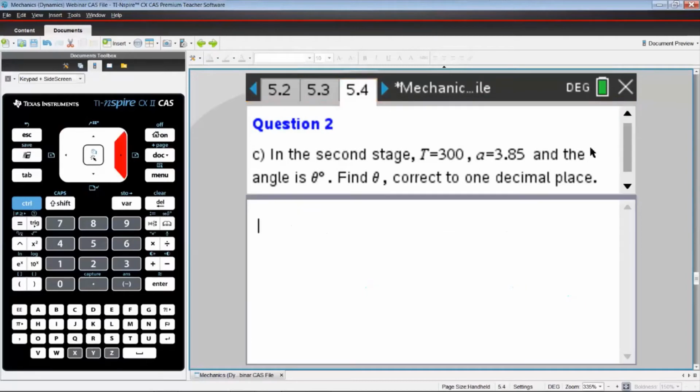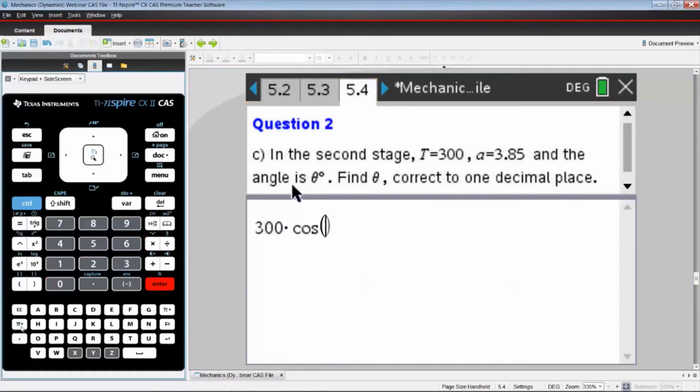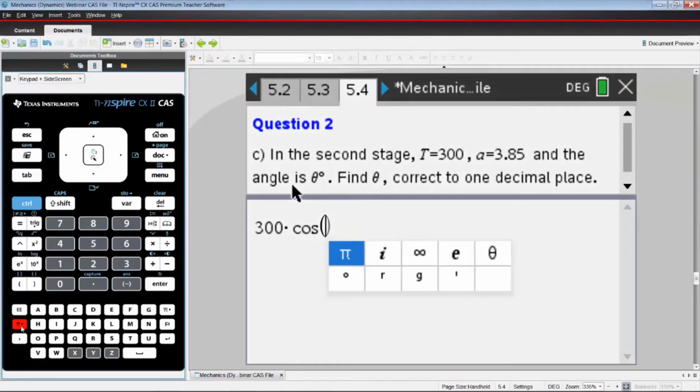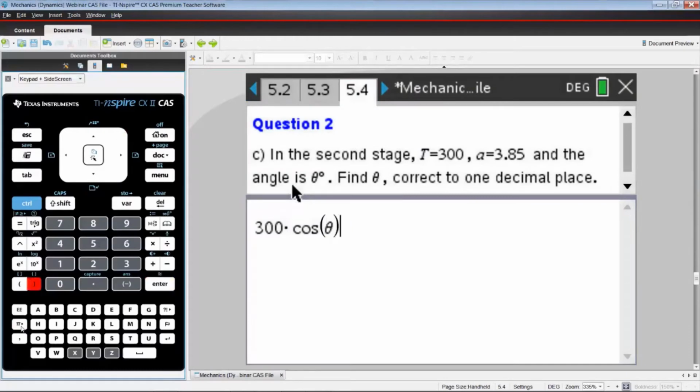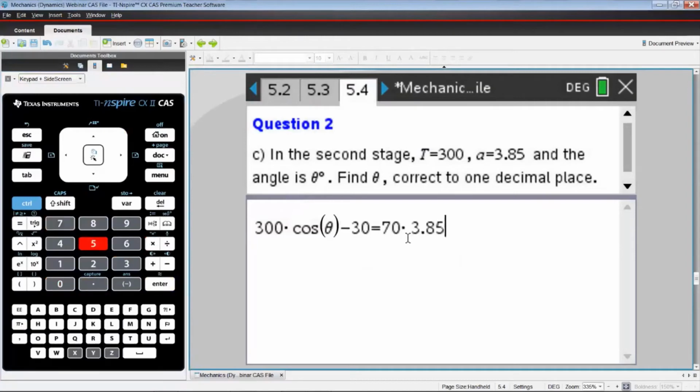So our equation of motion would be 300 multiplied by cos of the angle. Now I don't know what the angle is, and I'm just going to call it theta as per the question. To find theta, you can press the pi menu, and then theta is the last option in the first row. So 300 times cos theta is the horizontal component of the tension force, minus the resistive force of 30, because the resistance remains the same. There's nothing in the question to state otherwise. And that is equal to 70 times 3.85.